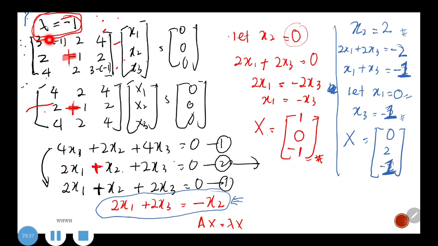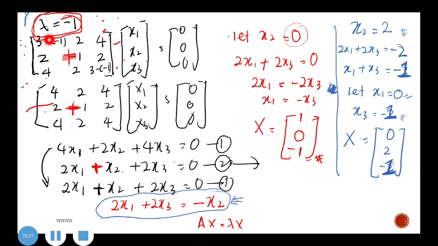Between the first eigenvector and the second eigenvector, if you look, it's independent. There's no relationship of multiplication between them. Is it a multiple of each other? No, it's not. Alright. So next, let's try to find the third eigenvector.